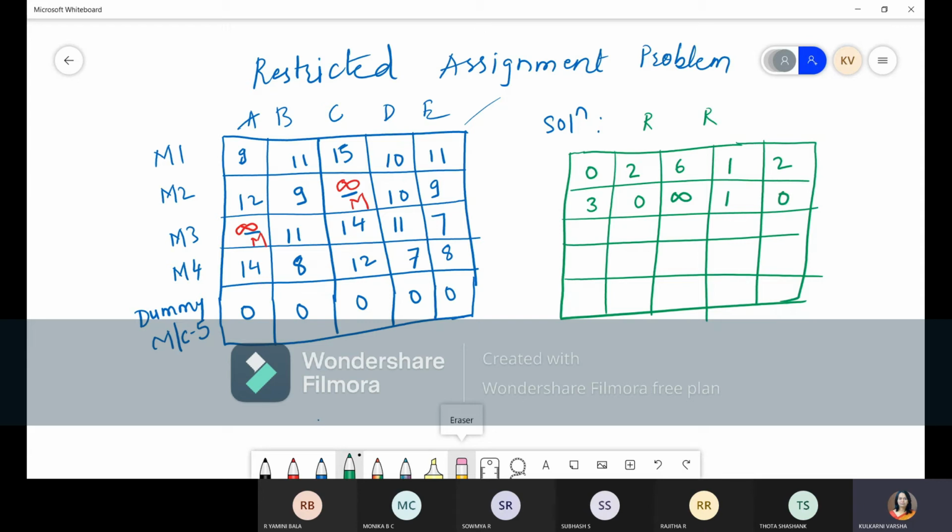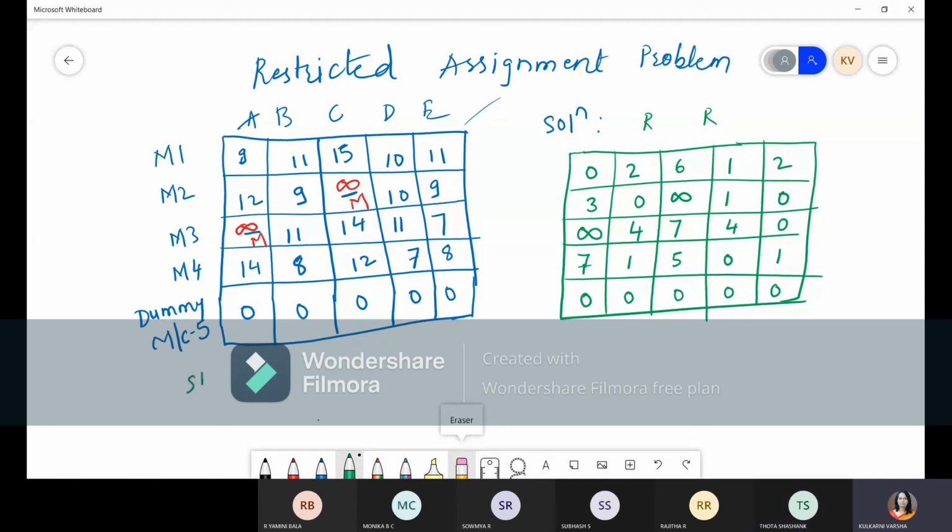Then the next row again has infinity. So what is the minimum? 7. So here 4, here 7, here 4, here 0. Next, the minimum is again 7. So this is 7, this is 1, this is 5, this is 0, this is 1. And the last row has no change because all are zeros. So we have finished with row reduction.